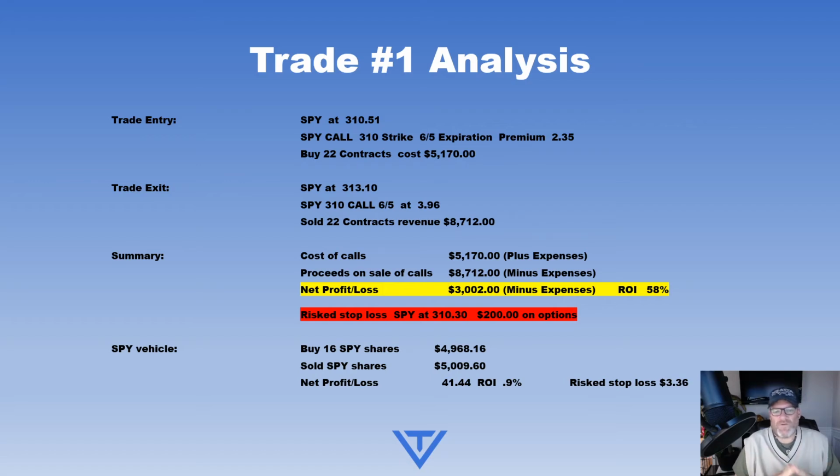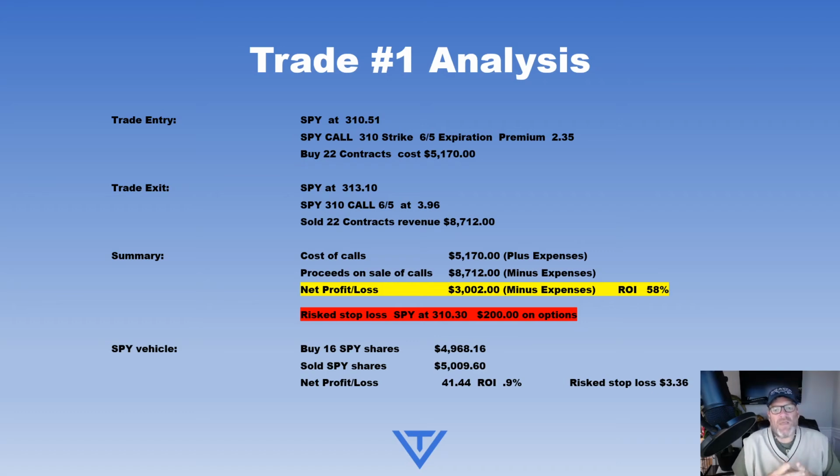So let's look at a summary of this. We bought calls for $5,170. We sold them for $8,712 for a net profit of about $3,500. Again, this does not include expenses and things like that. So ROI is 58% in that trade. Now, if we're wondering what our risk was, our risk was based off the VWAP. At the time, we calculated the risk, where SPY was at the VWAP at 310.30, at $200 on those options. That's how much we would have lost on the options had we had to get out.